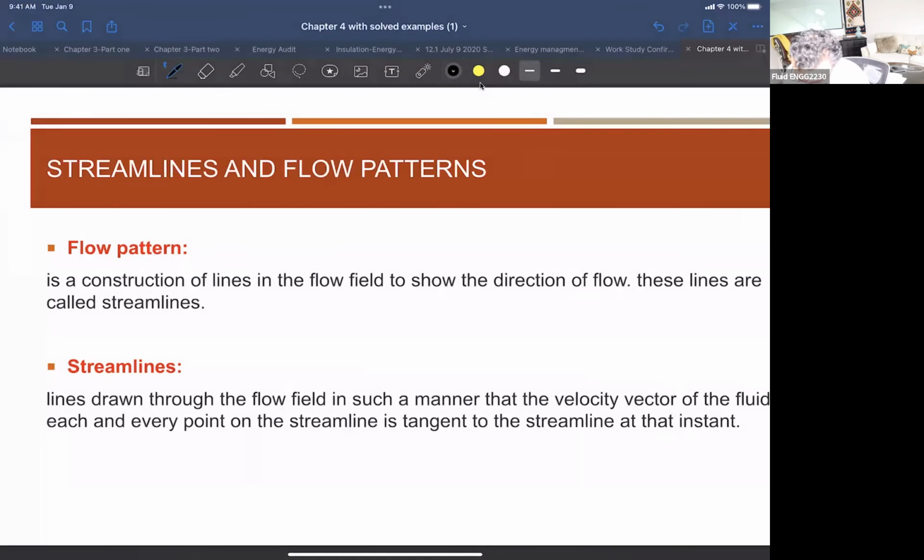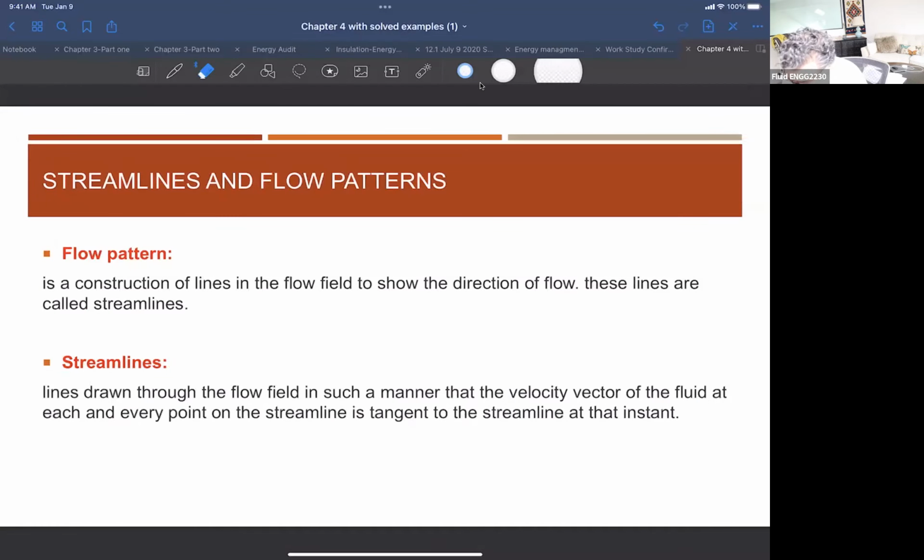So the flow pattern is something to define or give an idea about what we call the flow fields. A flow field means how the flow is behaving in the domain of the fluid that is changing. So we need to find out what these flow fields look like, where there is higher velocity, where there is lower velocity, and so on. Right?